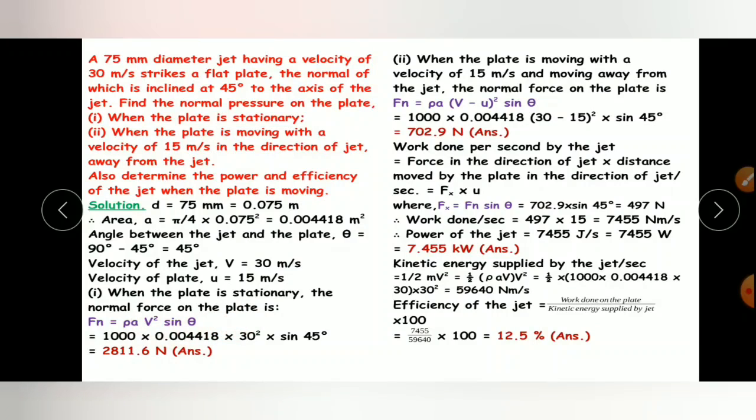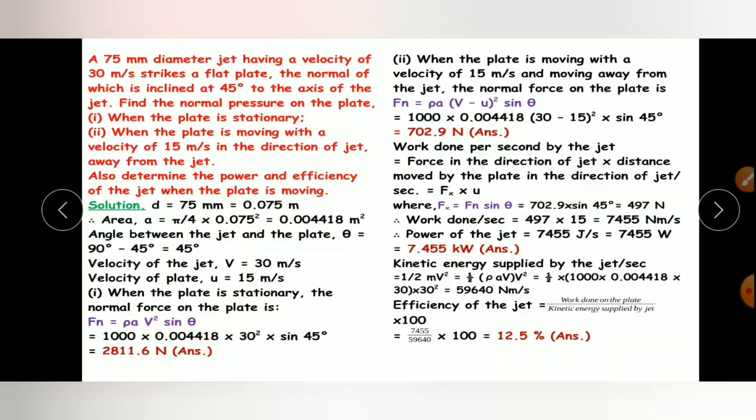Here theta equal to 45 degree and v equal to 30 meter per second. Assume the fluid striking is water. Therefore rho equal to 1000 kg per meter cube and cross sectional area equal to 0.004418 meter square, into 30 square into sin 45, which becomes 2811.6 Newton. This is the answer of one part.